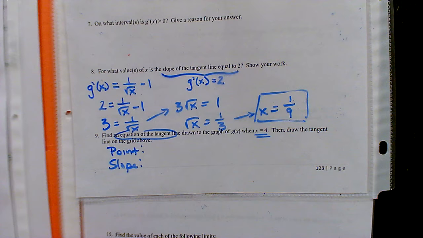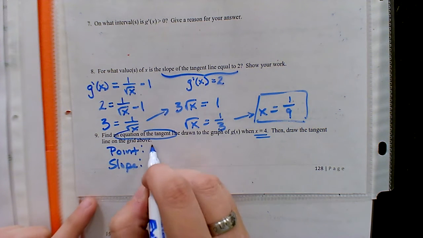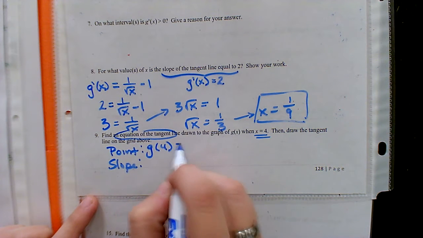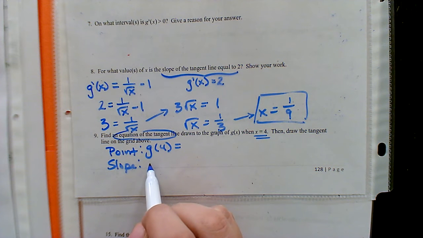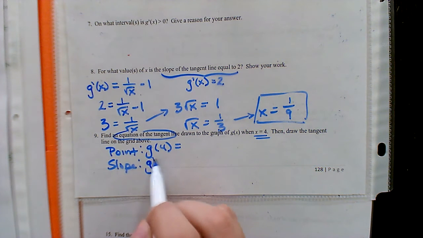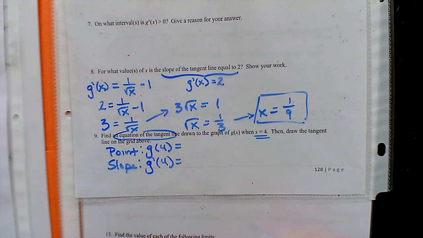Where does the point come from? The original. So we're going to plug 4 into the original equation or graph, whatever is given to us. We actually have both, right? At the top of the page, they gave us the g equation as well as the g graph, so you have options. Where does the slope come from? Yeah, derivative. So we're going to plug in 4 into our derivative.